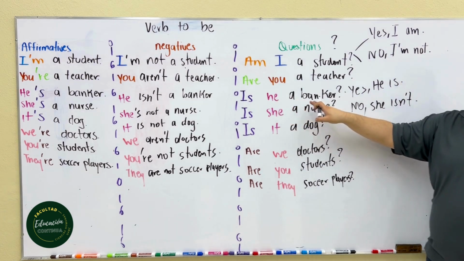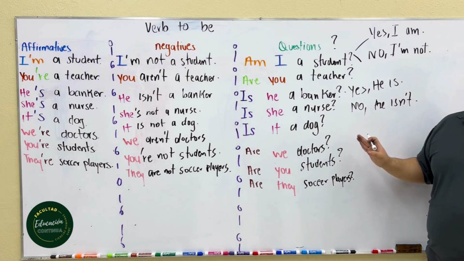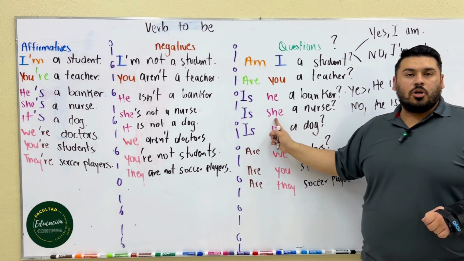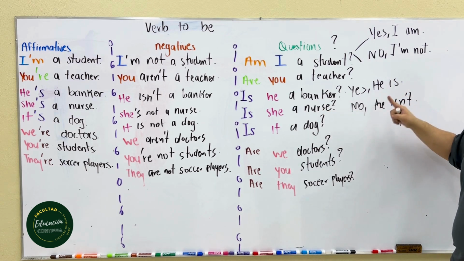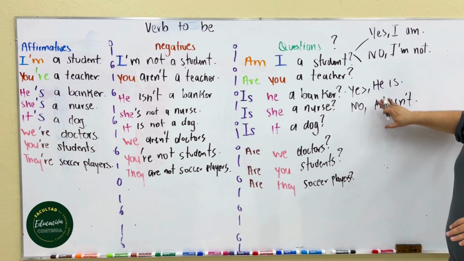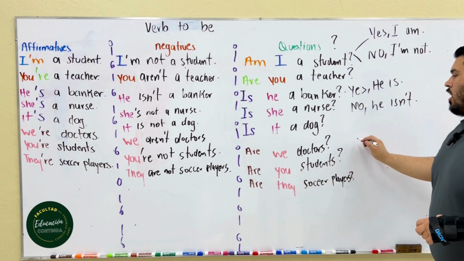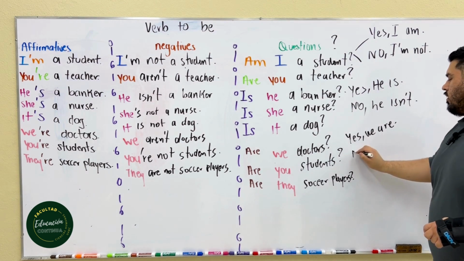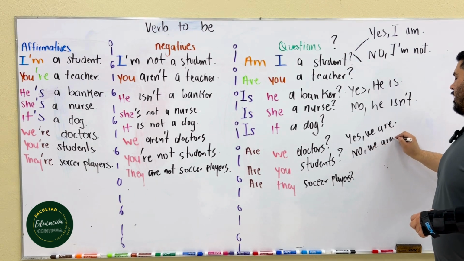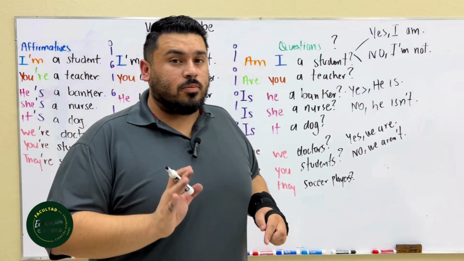For example, yes, no. Okay, is he a doctor? Yes, he is. No, sorry. No, he isn't. Okay? Yes, he is. No, he isn't. If you want to switch the pronoun, that's okay. Is she a nurse? Yes, she is. No, she isn't. And that's going to be everything, okay? So, in this situation. For plural, it's going to be the same. Are we doctors? Yes, we are. Or, no, we aren't. Okay? So this is the complete way to use the verb to be.